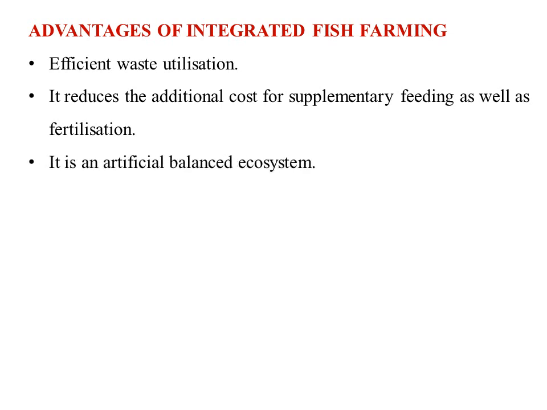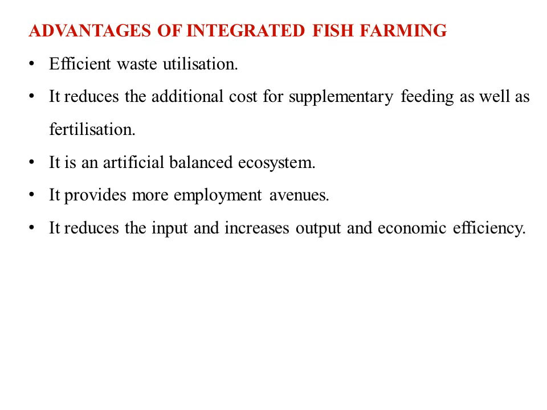Next, it is an artificially balanced ecosystem, because in this system there is no wastage at all, as waste from one organism will be utilized as food or nutrient for the other. It also provides more employment opportunities to the people, because in the same system we are culturing the fishes along with livestock, poultry as well as agriculture. It also reduces the input level and increases the output, so it is economically efficient.